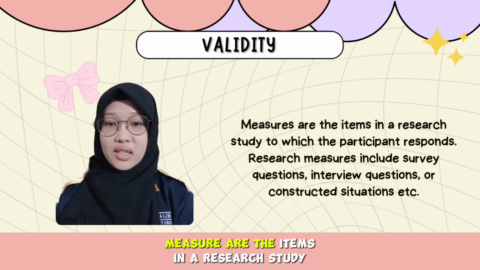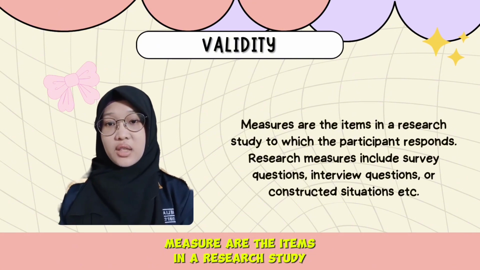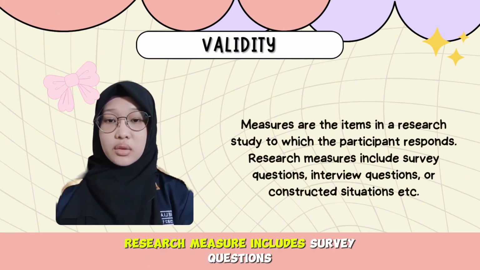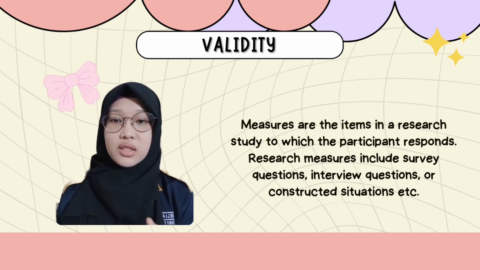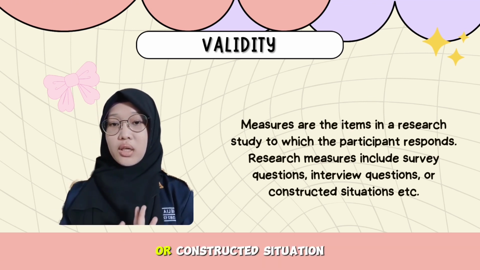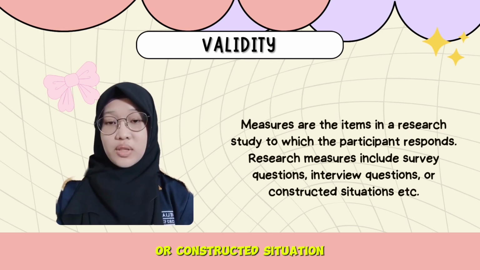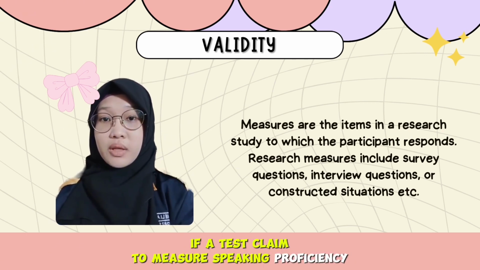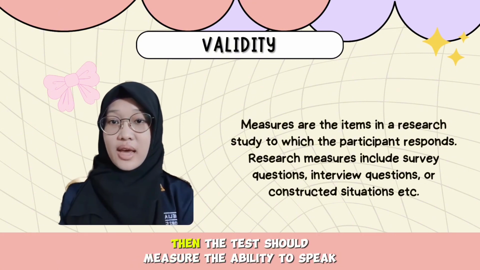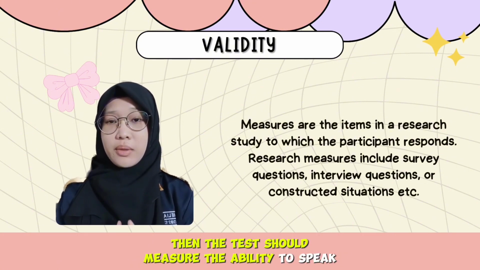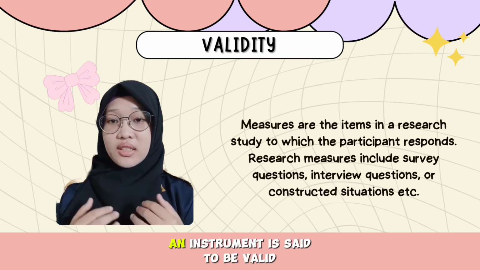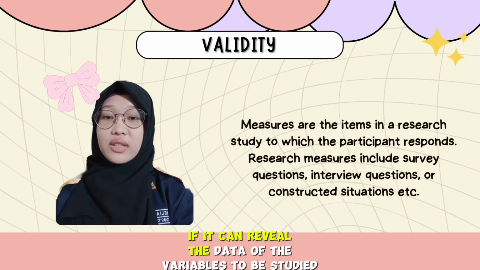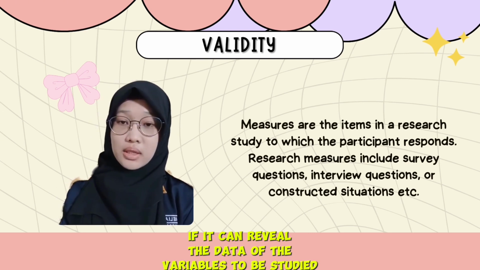Measures are the items in a research study to which the participant responds. Research measures include survey questions, interview questions, or constructed situations. If a test claims to measure speaking proficiency, then the test should measure the ability to speak. An instrument is said to be valid if it can reveal the data of the variable to be studied.